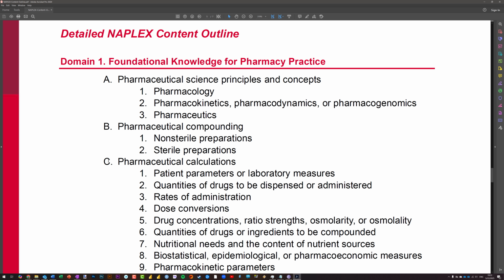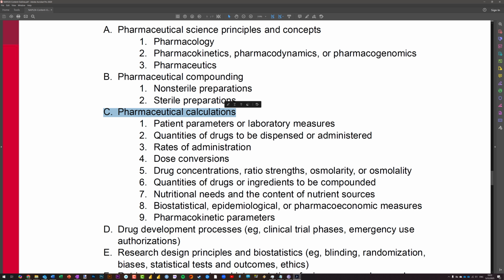And if you look at bullet point C specifically, this is for pharmaceutical calculations, which includes patient parameters or laboratory measures, quantities of drugs to be dispensed or administered, rates of administration, dose conversions, drug concentrations, ratio strengths, osmolarity or osmolality, quantities of drugs or ingredients to be compounded, nutritional needs, and the content of nutrient sources, biostatistical, epidemiological, or pharmacoeconomic measures, and of course pharmacokinetic parameters.